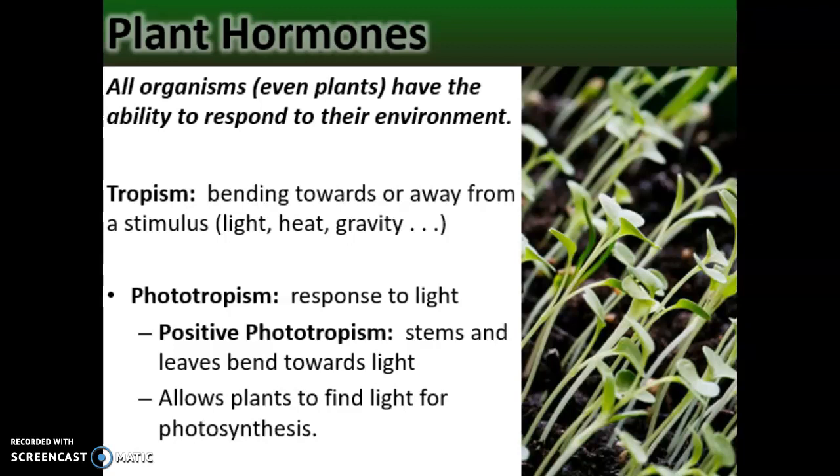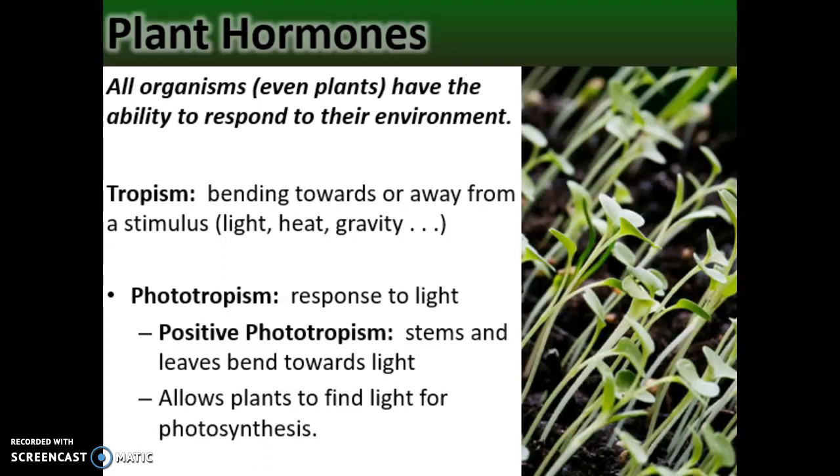You see, all organisms, even plants, have the ability to respond to their environment. Now, it doesn't seem like plants are very responsive. For example, if you chop down a tree, that tree doesn't scream, it doesn't fight back, it doesn't try to run away, it doesn't do anything, really. But plants do respond to the environment. They just do it in ways that we don't notice.